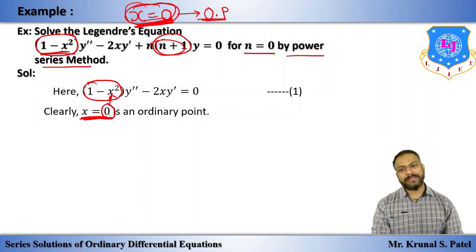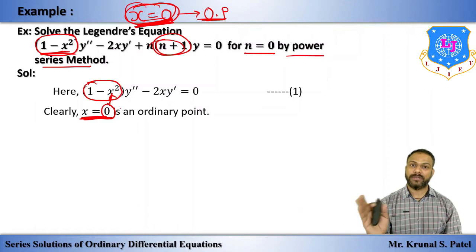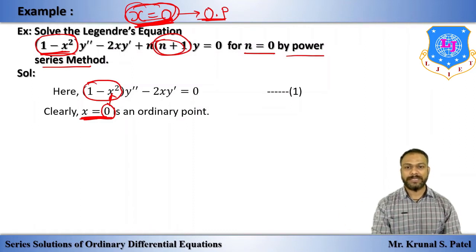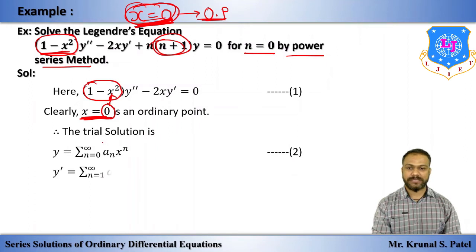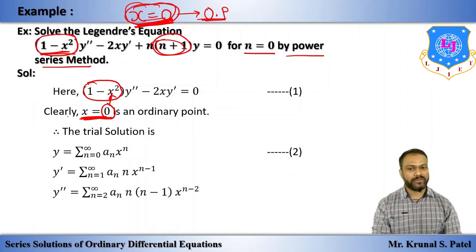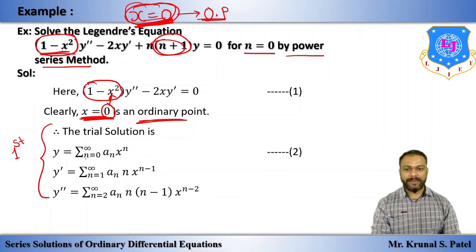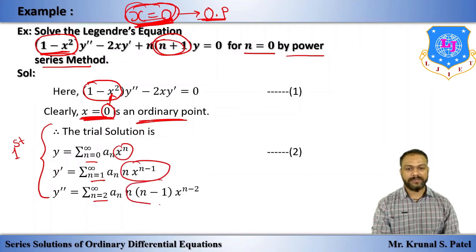Ready? Now, as I told, we have to follow those particular 7 or 8 steps. So the first step is trial solution. We write down the trial solution, exactly the same, no change in each and every example. In each and every example of ordinary point near x is equal to 0, you have to write down this first step as it is. Because x 0 is 0, we have x to the n, x to the n minus 1, x to the n minus 2, and sigma running from n is equal to 0, n is equal to 1, n is equal to 2. And we have the derivative of this term as this, and the derivative of this as this. So we write down the trial solution.